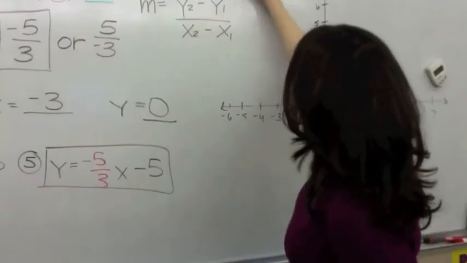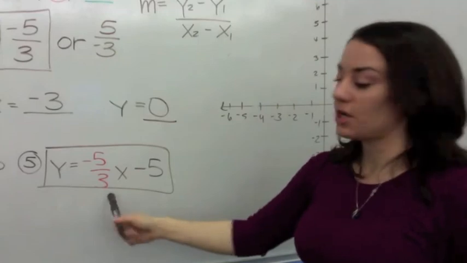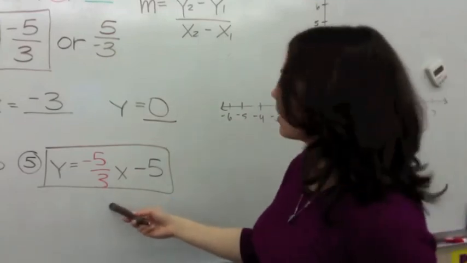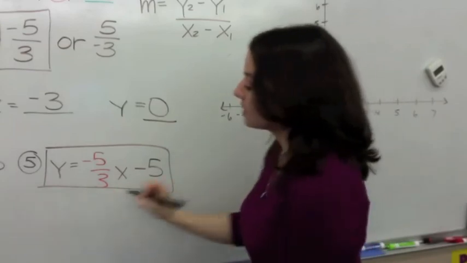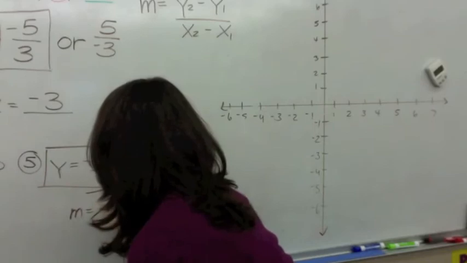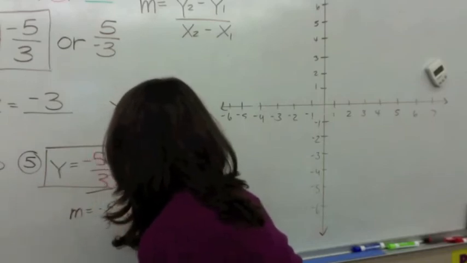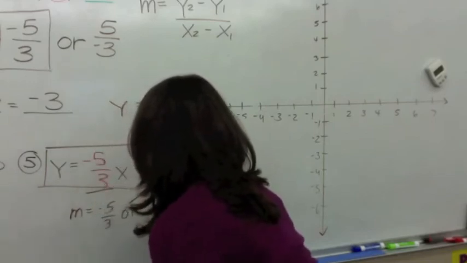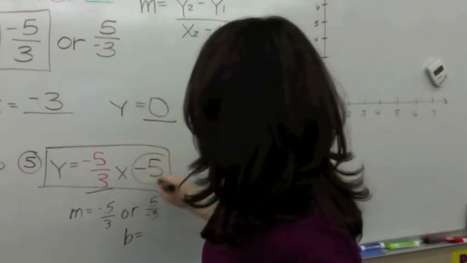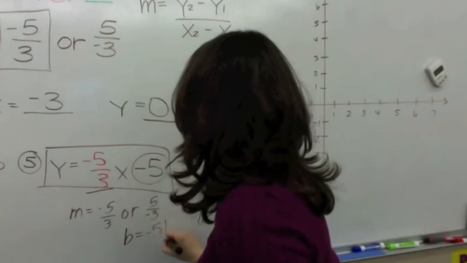Now this is step 6. We're going to go ahead and graph this equation right here. So before we graph, let's just identify really quick. What is the slope? What is m? Who's your mom? Okay, the slope equals negative 5 over 3 or 5 over negative 3. And what is b again? b is negative 5. Good job.